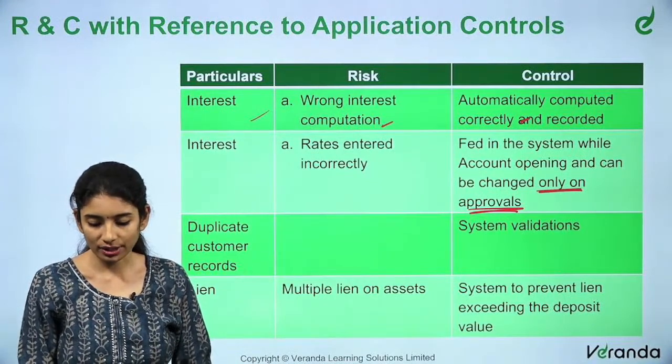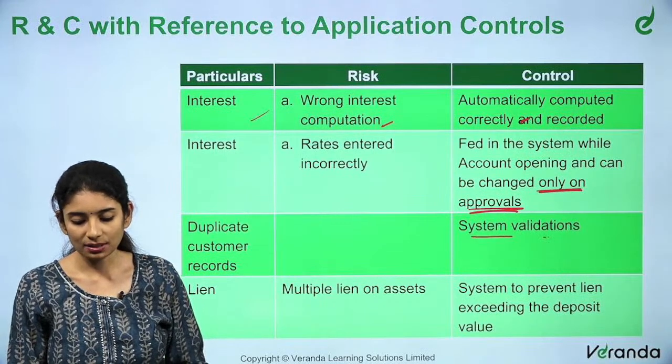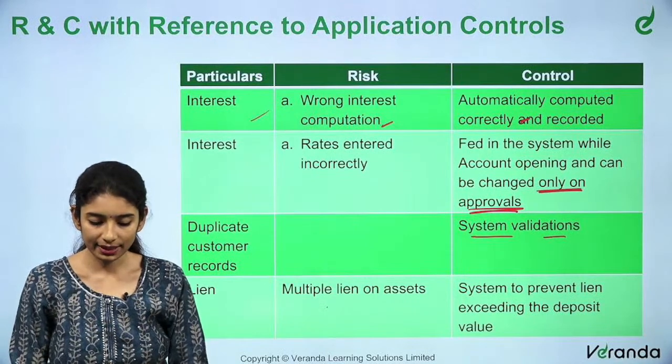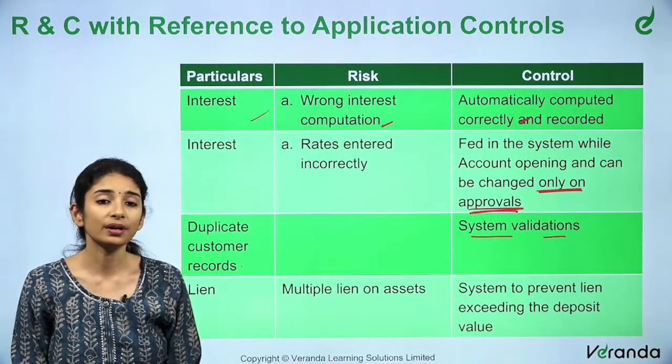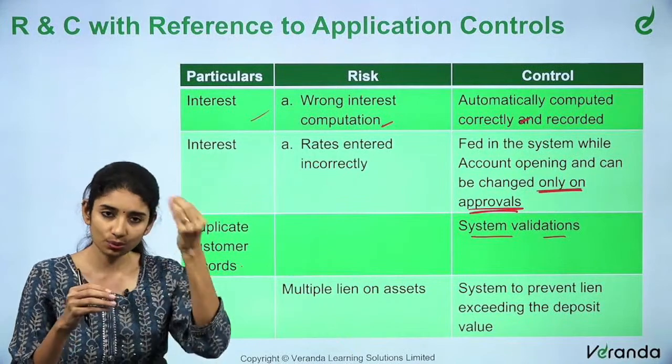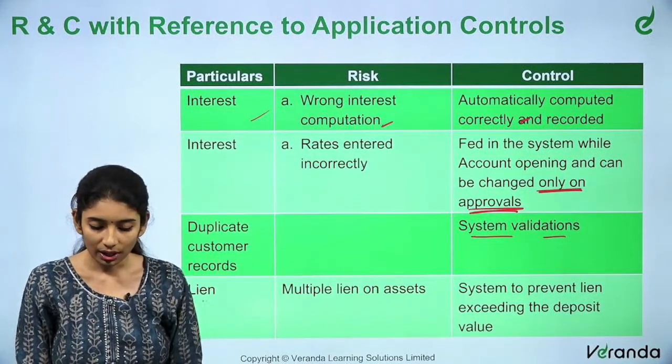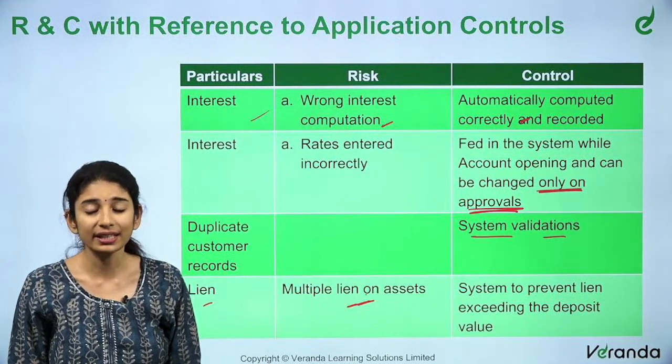Duplicate customer records. You need a system validation to find out what the duplicates are and delete them. What happens with duplicate customer records? A few transactions will come here, a few transactions will come there, and I can never balance or match the account. Lien. Multiple liens on a single asset.